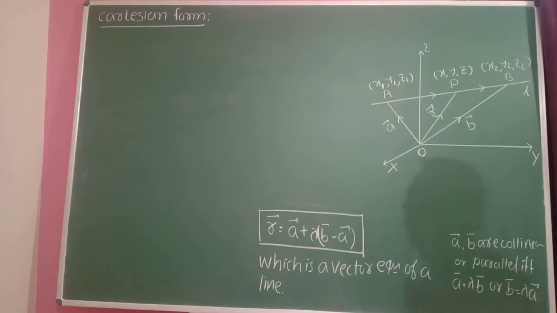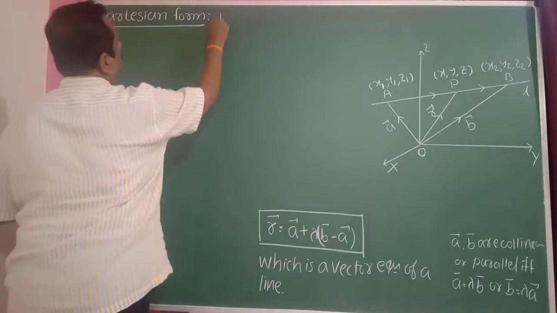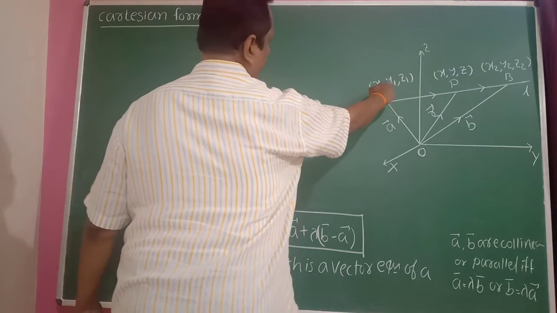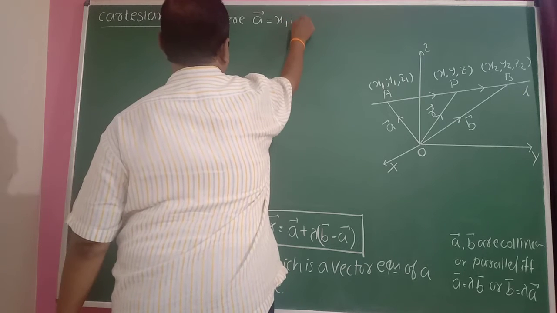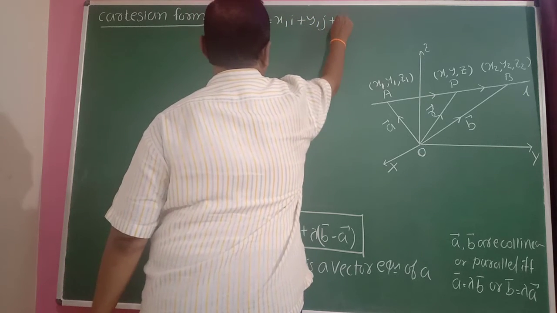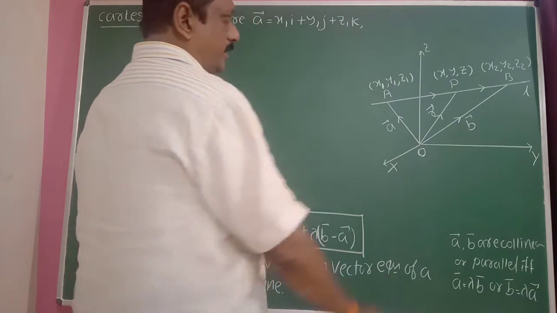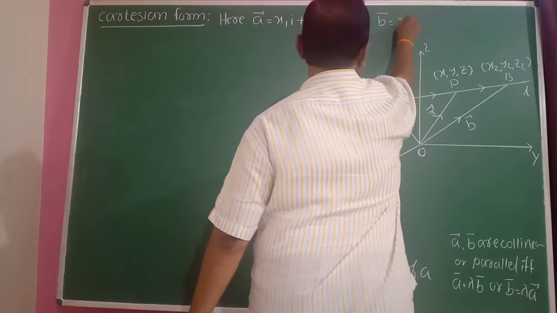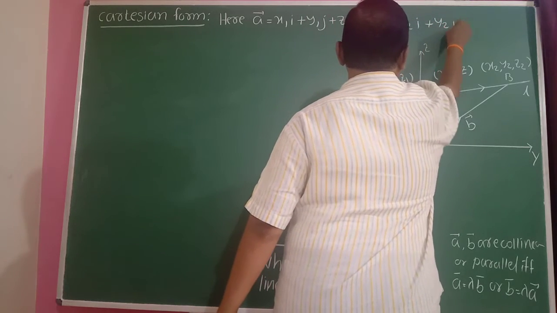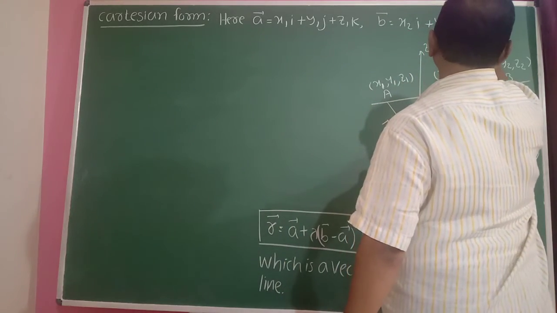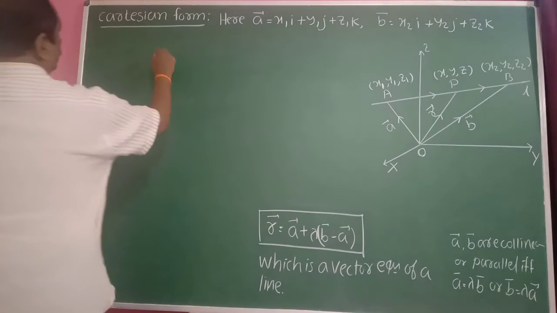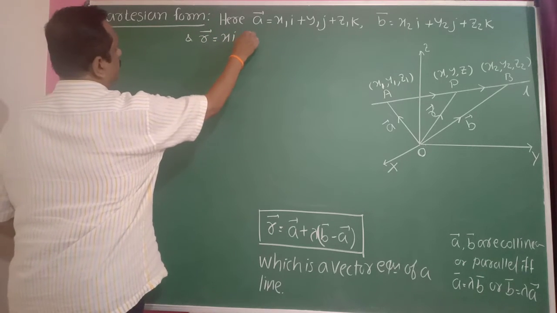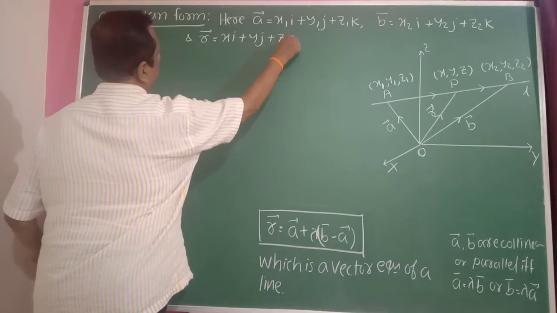So next, the Cartesian form. In this case, the vector A bar is equal to x1 i plus y1 j plus z1 k, and the vector B bar is equal to x2 i plus y2 j plus z2 k, and the vector R bar is equal to x i plus y j plus z k.